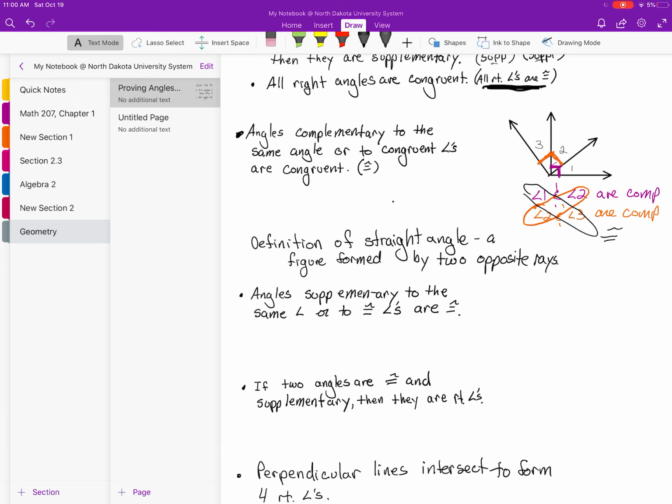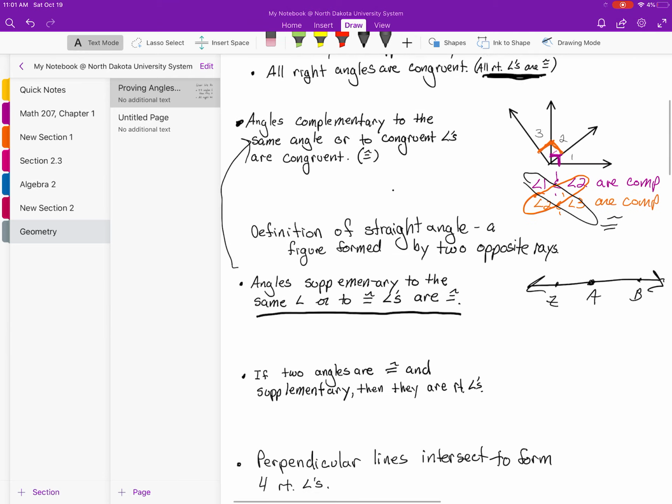The definition of a straight angle is something we know. A figure formed by two opposite rays. This is just this, right? We have a point here. We have arrows there. Let's call that B. Call that Z. ZAB. That's a straight angle. And straight angles are 180 degrees. Angles supplementary to the same angle or to congruent angles are congruent. That's very similar to this guy up here, and I encourage you to draw a diagram to convince yourself that this is true.